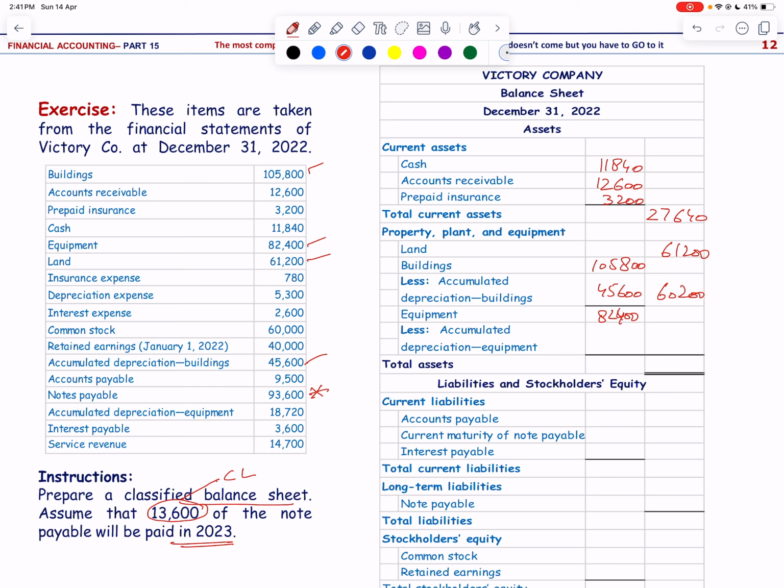From this again we will subtract the accumulated depreciation of 18,720, that makes 63,680. So the total is 212,720.